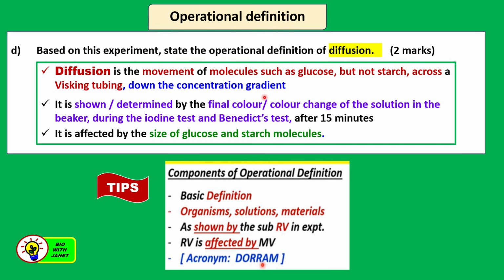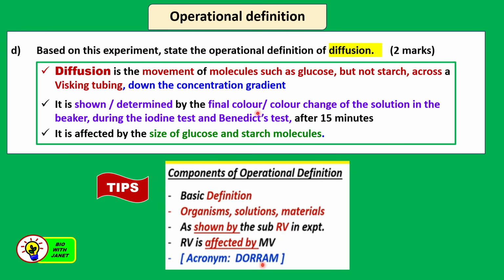In the standard definition for diffusion in the textbook, they did mention down the concentration gradient, to make this operational definition more valid. Now it is shown or determined. You can write, and it is shown or determined by the final color or the color change of the solution in the beaker during the iodine test and Benedict's test, after 15 minutes or 30 minutes, or at the end of the experiment, right?